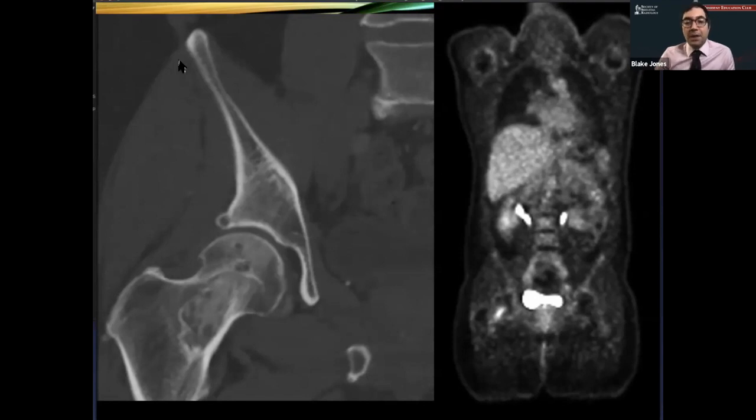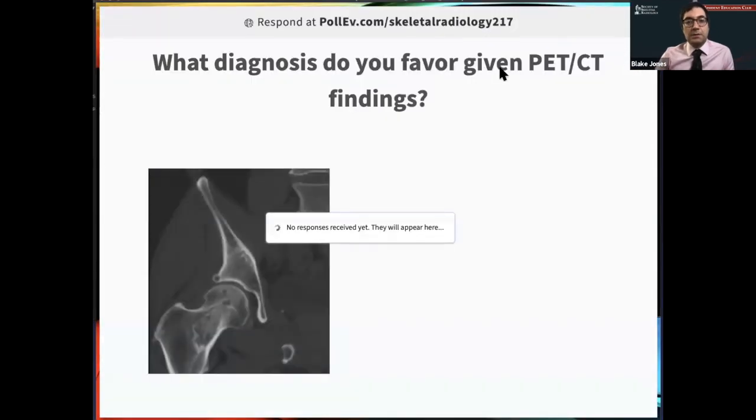So here's the CT appearance of the lesion. The patient received a PET CT for staging of the pancreatic cancer. I direct your attention to the appearance of the lesion here on CT, as well as the appearance here on the FDG portion of the PET. So given what the PET showed, what do you think is going on here?